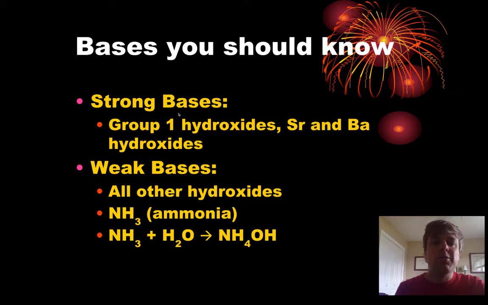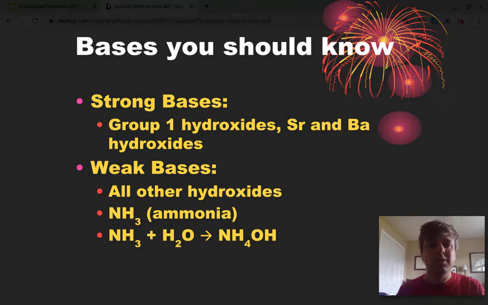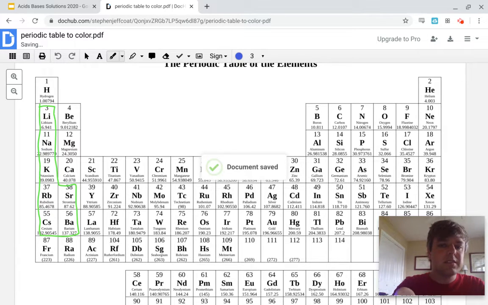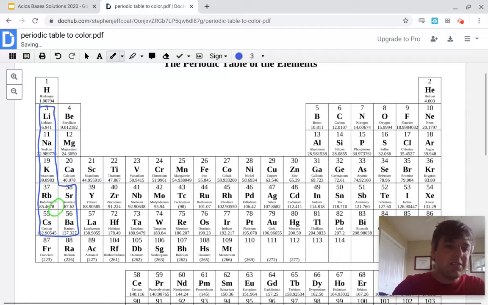So our strong bases are our group 1 hydroxides and strontium and barium hydroxide. So I'm going to let you see a periodic table real quick. Our group 1 hydroxides and strontium and barium hydroxide, that's going to be these guys right here, which kind of makes a letter B on the periodic table, if you can see this.